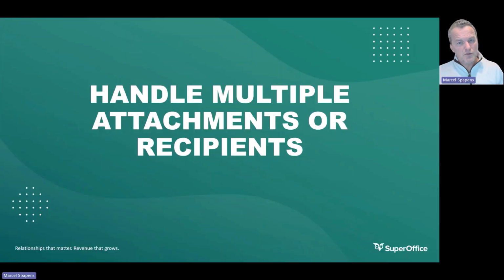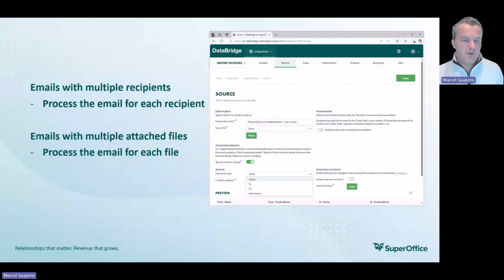Now, there are some ways to handle multiple attachments or multiple recipients. For instance, if you have an email with multiple recipients, you can process the email for each recipient.